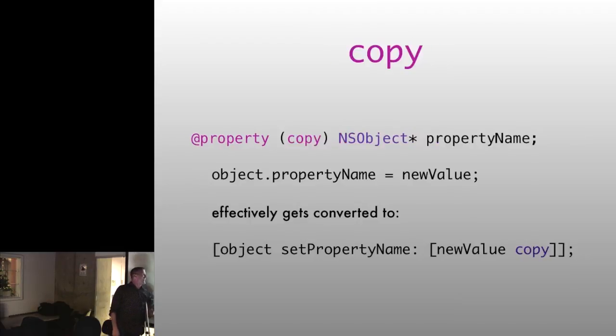And then under the hood for copy, same idea. Property copy, type, variable name, object.propertyName = newVariable. Under the hood it gets turned into object setPropertyName, which calls newValue copy, which returns you back a copy of the new value, which is an NSObject, and then sets the property. It also does some funky things under the hood, but remember, copy is one of our things that we need to pair with release, right?